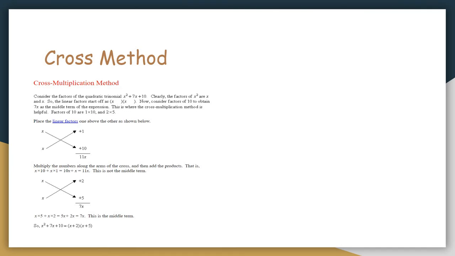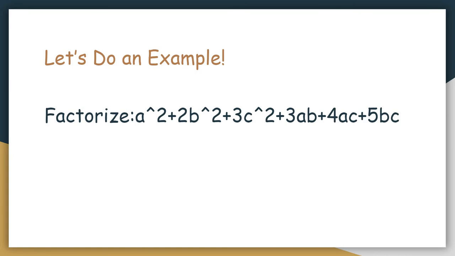So then you try the other combo. X and x are still on the left side, but this time 10 is split into 2 times 5. The sum of the diagonal multiplication will be 7x. This is the middle term. So x squared plus 7x plus 10 equals x plus 2 times x plus 5. Now you know how to use the cross method. Let's do an example.